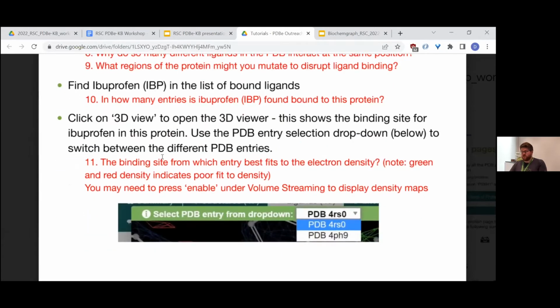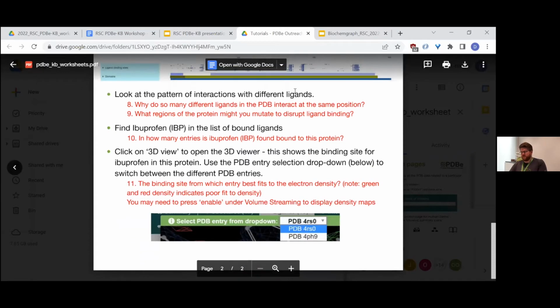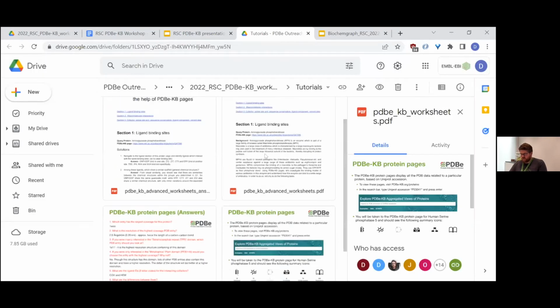We also introduced the 3D view as well, to open the 3D viewer and show you how you can show individual visualization for a particular protein structure. So if I then just show you the more advanced worksheet.